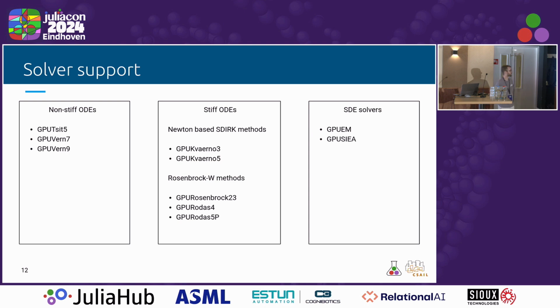And then for stiff ODEs, we have the Rosenbrock W methods: Rosenbrock 2.3, Rodas 4, Rodas 5P. Rosenbrock 2.3 is the best for ODEs with loose tolerances, so 1e-3 or so. Rodas 5P is generally my favorite ODE solver. It is really good in a lot of cases: DAEs in mass matrix form, ODEs with relatively high tolerances. And then we also have 2 SDE solvers. I do not know much about SDEs, but we support them on the GPU and in the kernel mode. And then there's also the Kvaerno solvers, and I don't know what they do. I've not used them.